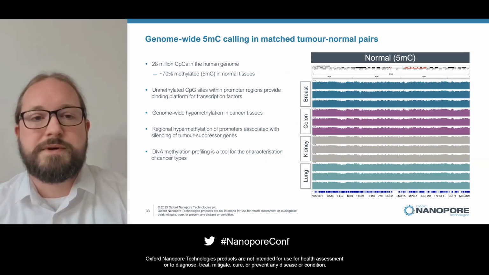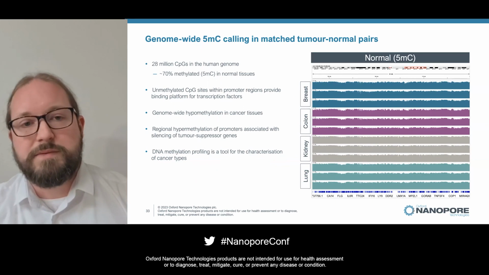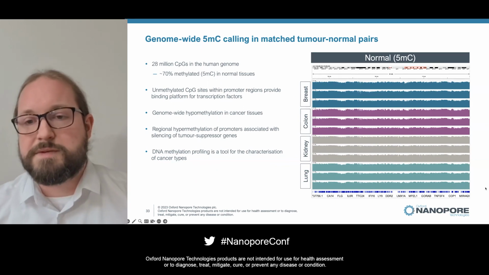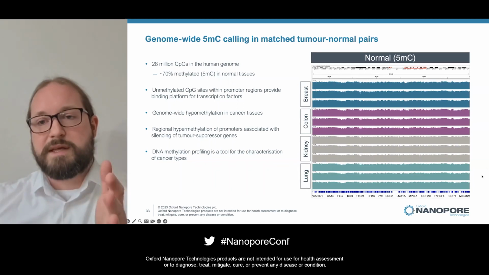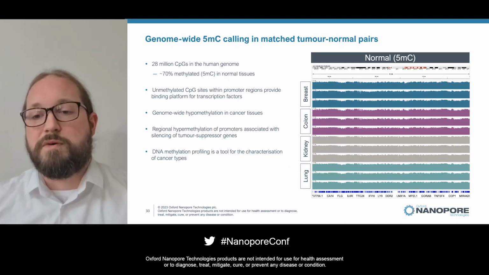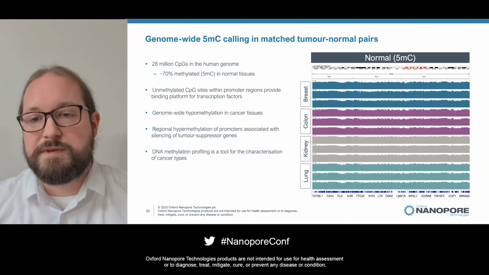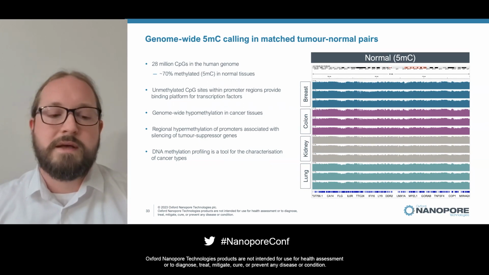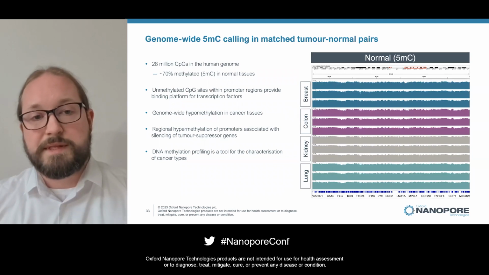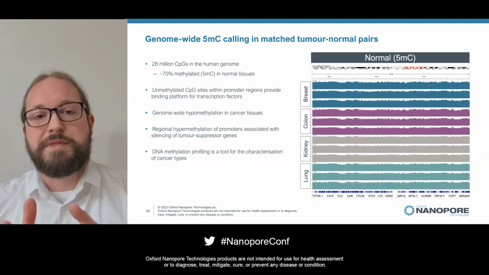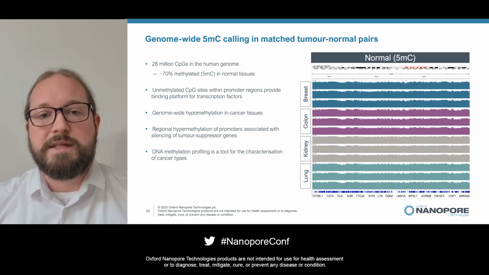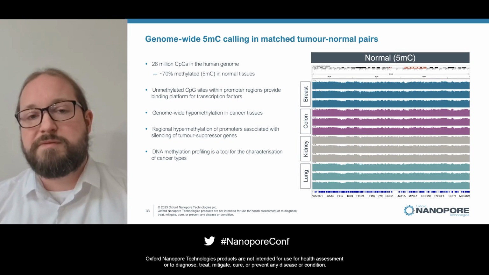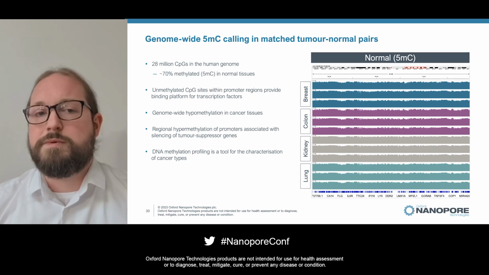And so just as an introduction, there are 28 million CpGs in the human genome, and 70% of them are usually methylated. This is what you see on the right here, a 30 megabase region of modification levels in the different tissues. You see they're relatively similar, high throughout, which is to be expected. Those regions are often interrupted by short unmethylated bits of CpG, and these can be a binding platform for transcription factors, so these are very important.